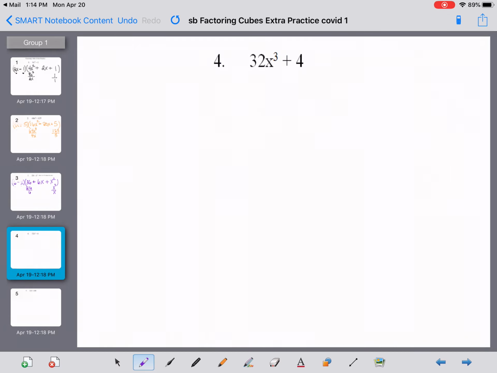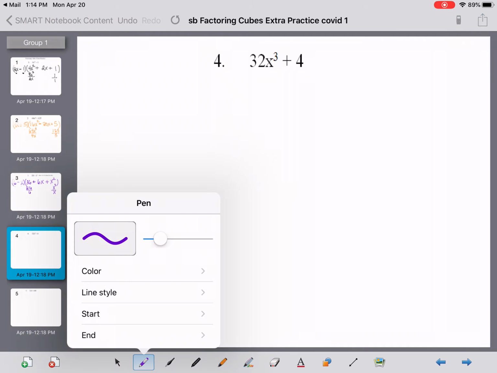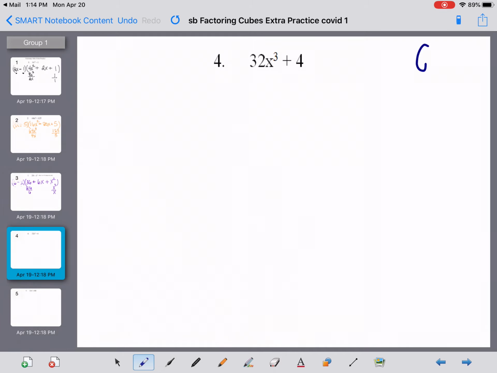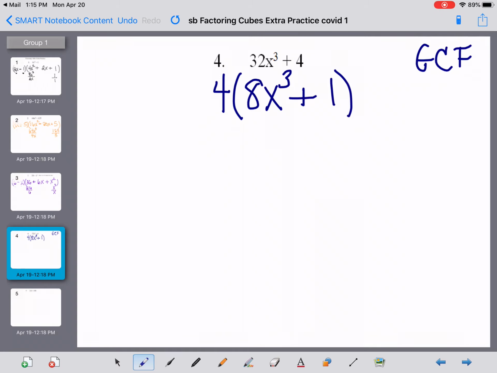Number 4, I put in the notes on the Canvas page, but I didn't put that in on our directions here. But we should always, always watch out for a GCF. And if we look real close at this problem, our GCF is going to be a 4. So we're going to factor out a 4. And when we factor out a 4, we're left with 8x cubed plus 1. 32 divided by 4 is 8. 4 divided by 4 is 1. And then we can put in our little parentheses and our big parentheses.